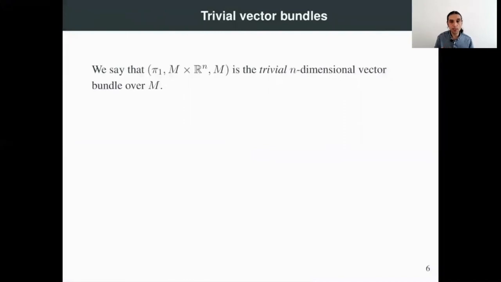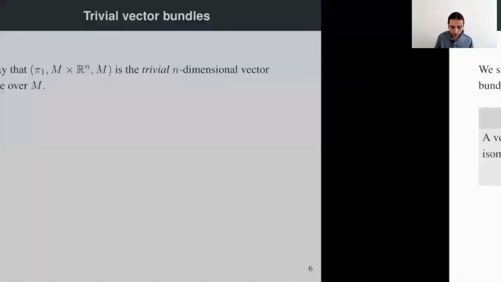Okay, what we want now is defining trivial vector bundle. So we're going to consider this vector bundle over here, whose base is M. M is a manifold. The total space is the Cartesian product of M and Rn, and P1 is the projection on the first component of M times Rn. This is a trivial vector bundle.